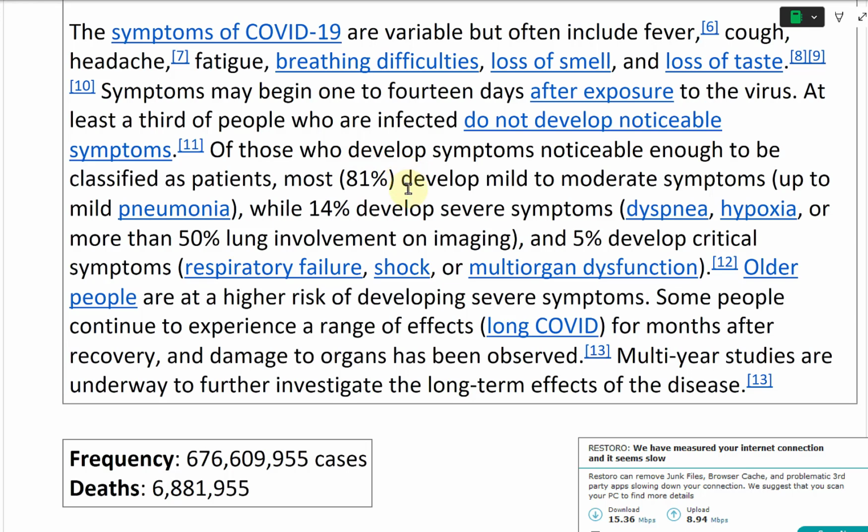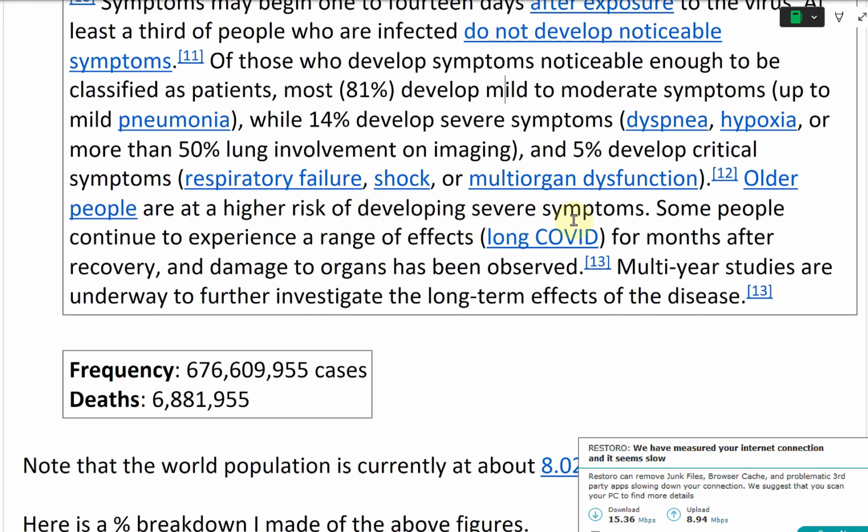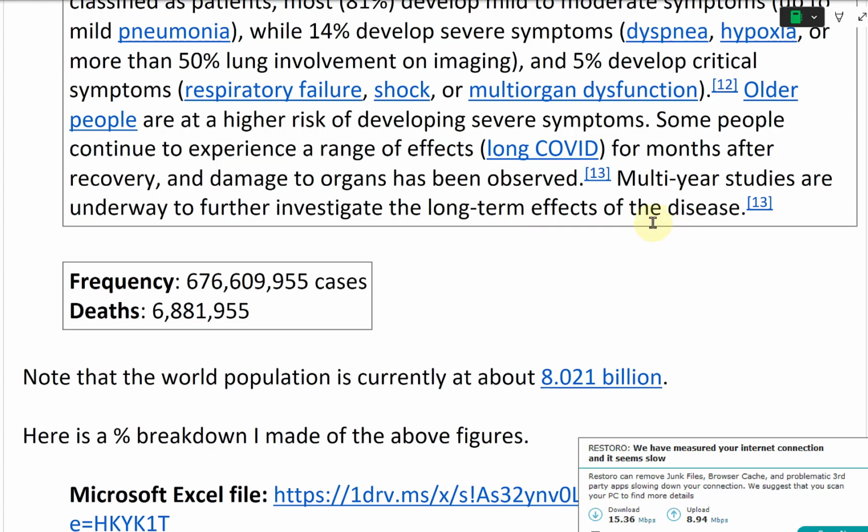Of those who develop symptoms noticeable enough to be classified as patients, most, 81%, develop mild to moderate symptoms up to mild pneumonia, while 14% develop severe symptoms, dyspnea, hypoxia, or more than 50% lung involvement on imaging. And 5% develop critical symptoms, respiratory failure, shock, or multi-organ dysfunction. And older people are at a higher risk of developing severe symptoms, and some people continue to experience a range of effects called long COVID for months after recovery, and damage to organs has been observed. Multi-year studies are underway to further investigate the long-term effects of the disease.